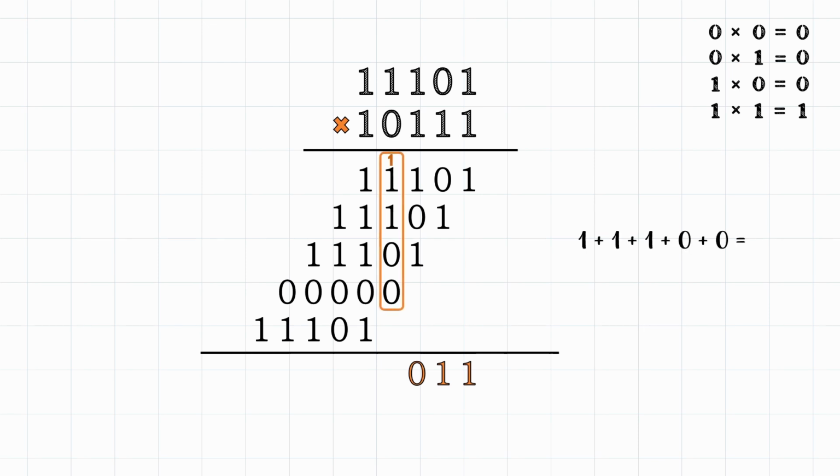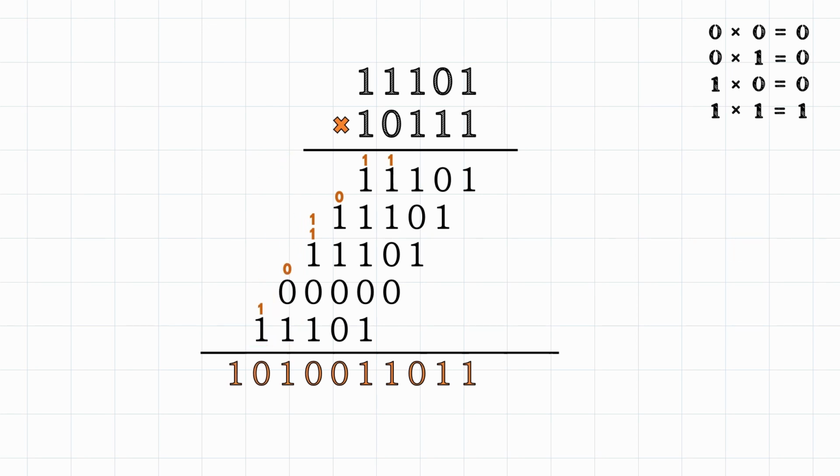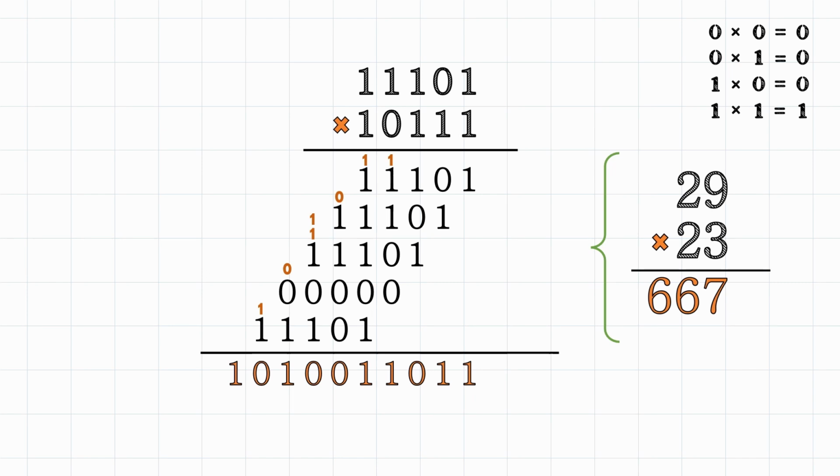Now 3 ones plus 2 zeros is a 3, which is 11 in binary. Note down the rightmost one and carry forward the other one. Now the sum of these 5 ones is a 5, which is 101 in binary. Note down the rightmost digit and carry forward the rest of the digits based on their positions. In this fashion, we add all the partial results and get the actual result of multiplication. If in doubt, one can cross-verify the result by converting the numbers from binary to decimal.